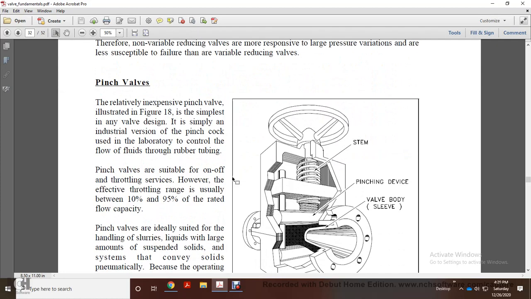Okay, pinch valve. The relatively inexpensive pinch valve, illustrated in Figure 18, is simply an industrial version of the pinch cock, used in laboratories to control the flow of fluids through rubber tubing. Pinch valves are suitable for on-off and throttling service. However, they are effective only if the throttle range is usually between 10 and 95% of the rated flow capacity.